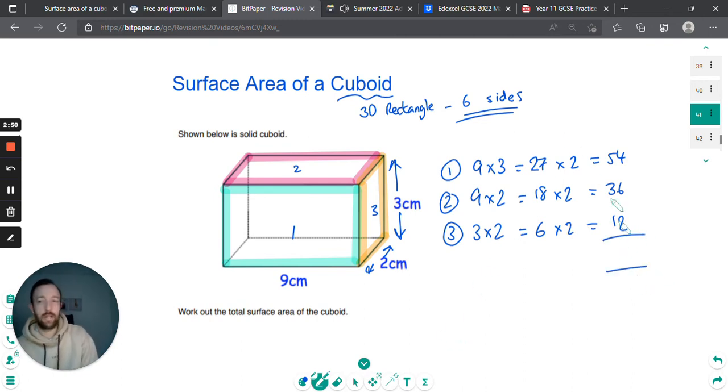So if I add that up now, what we'll have is the total surface area of the cuboid, which is what I've been looking for. So it's going to be 90 plus 12, which is 102. The units are centimetres, and it's squared because anything to do with area is always squared. So 102 centimetres squared.